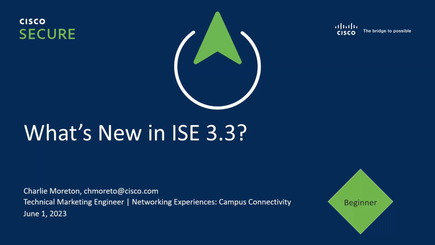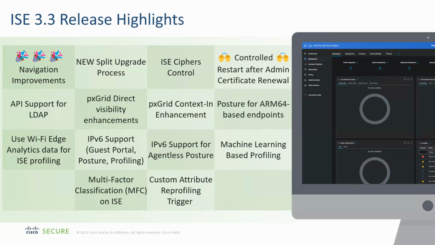So we're just gonna jump in here, go over some of the features that have been planned for ISE 3.3. Now you can tell that there are a couple of these features in this list that I am really excited about. The navigation improvements is something that I've been wanting ever since 3.0 came out and the menu covered the whole screen. So I'm super excited about the navigation improvements and the controlled restart after admin cert renewal. These are my two favorite features out of everything here, which sounds kind of shallow, but I'm okay with that. And you'll see why, because I'm definitely going to show you demos of both of these features.